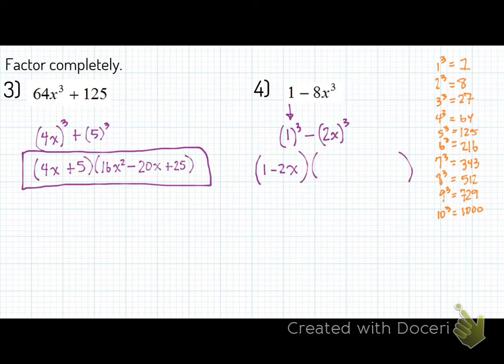I'll leave that like that. I'm going to pause it here. You should have done the following, okay, ready? You should have taken the first term and squared it, which is 1 squared, which is just 1, right? Put a plus sign, because we had a minus sign here.